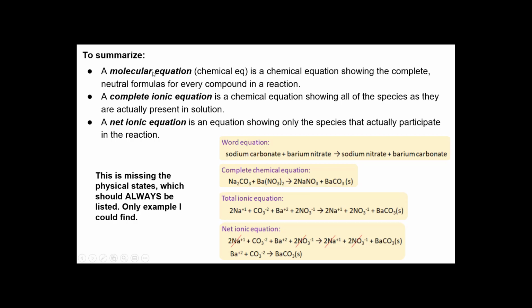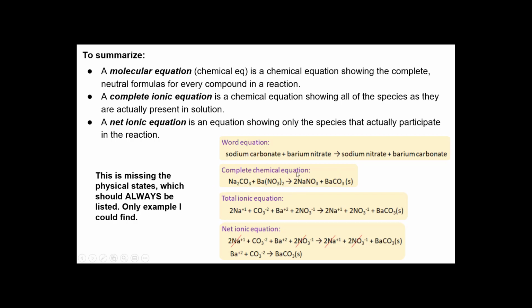So here is a summary. A molecular, I found this online. I was trying to find something that had it intact. Now the only thing is this doesn't have the physical states, except not in all of them. It shows you which one is the solid and everything else is defaulted to aqueous. I don't like this, but this is what I found. A molecular equation is a chemical equation showing the complete neutral formulas. So here's a word equation. If you were given this, you would have to complete it into this with the physical states.